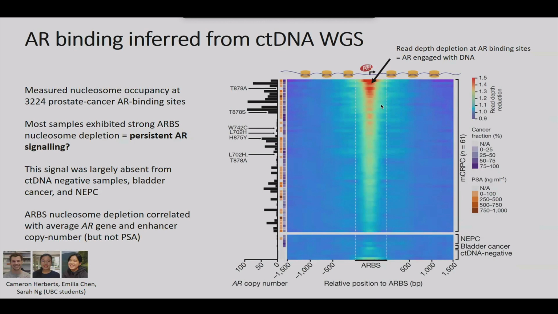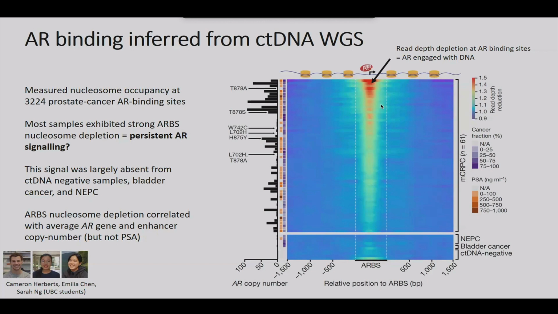In this particular experiment, we looked at over 3,000 binding sites across 80-odd ctDNA samples from prostate cancer, some neuroendocrine prostate cancer, some bladder cancer. And basically what we saw is that most samples show this nucleosome depletion signal at AR binding sites. So that's consistent with what we'd expect in late-stage prostate cancer, continued evidence of AR activity. But there was this curious set of samples that had much lower levels. And they tended to be those without AR gene amplification. They tended to be the neuroendocrine prostate cancer samples, and of course also the bladder cancer samples.